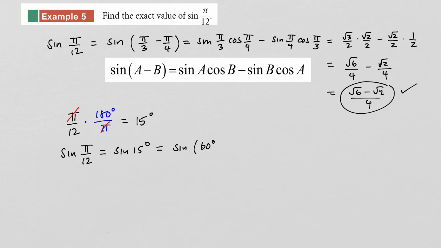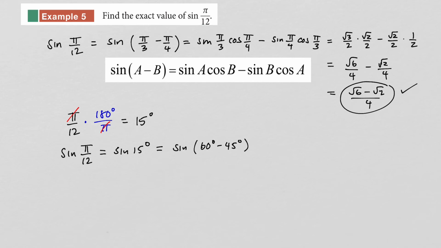One way to do it is 60 degrees take away 45 degrees. That's basically what I did up here. But you also could say 45 degrees minus 30 degrees. Either one of these would work. The point is, it's much easier to find out what to subtract to get 15 than it is to figure out what to subtract to get pi over 12. So this is another approach.